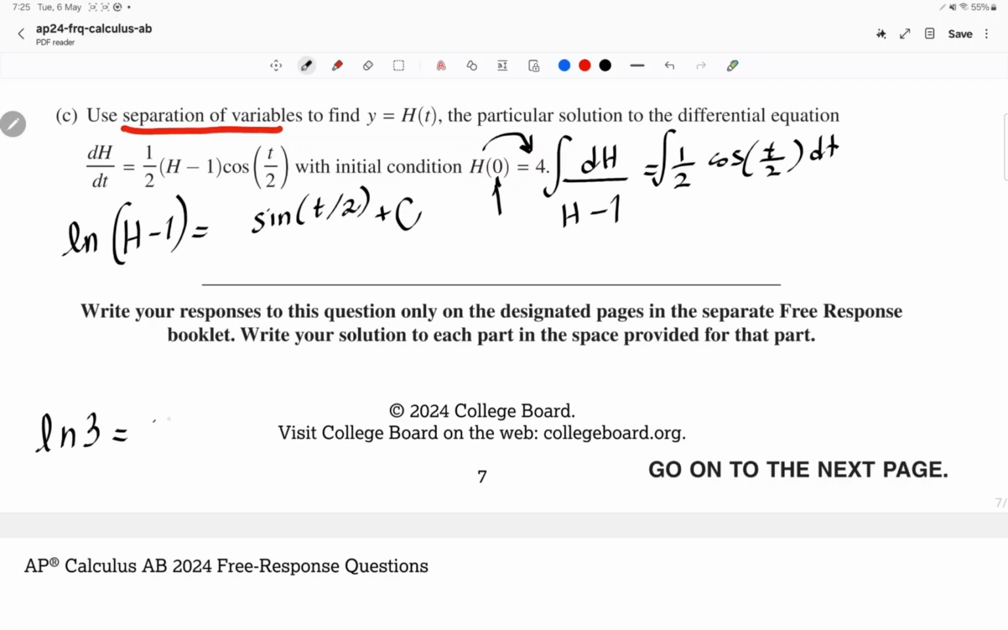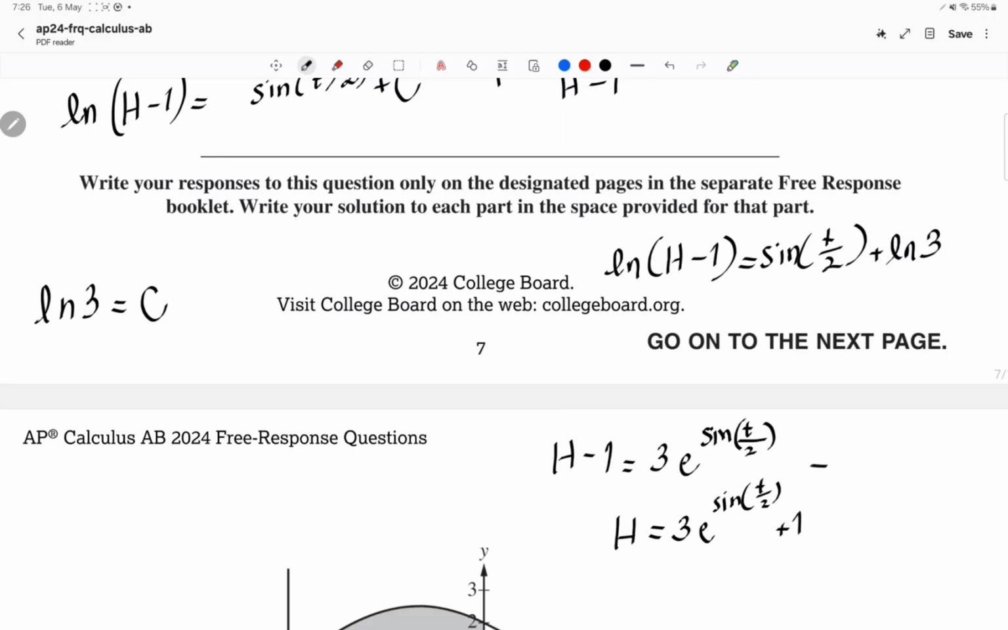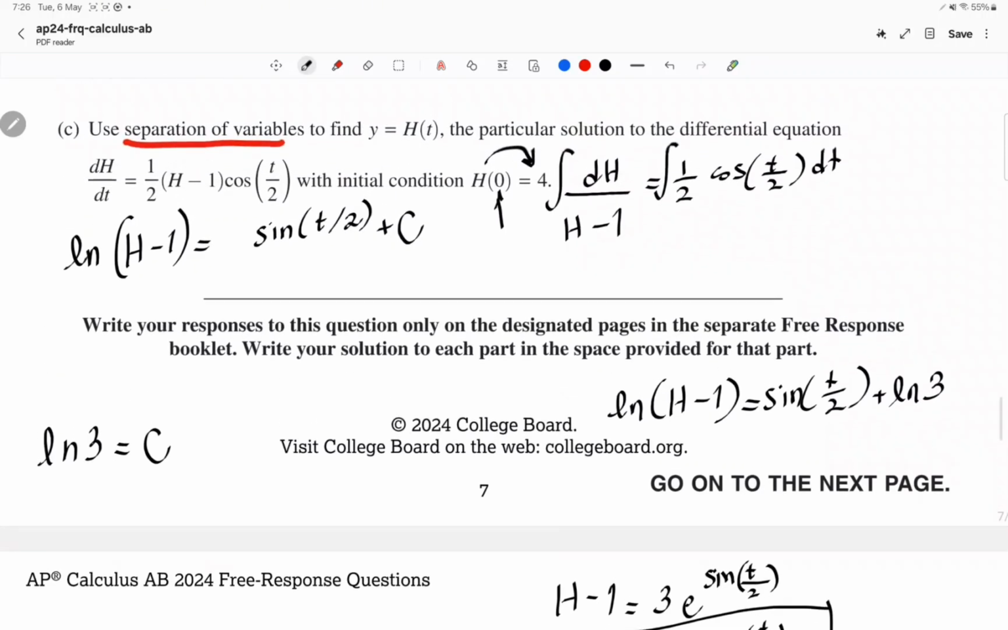Sine of 0 is 0, so only c will remain. Now go back to your equation. So you're going to say ln of h minus 1 is equal to sine of t over 2 plus ln of 3. How would I get rid of that ln? I must use e to both sides. So I'm going to have h minus 1 is equal to 3e^(sine of t over 2). So that means h is equal to 3e^(sine of t over 2) plus 1. That's the equation.